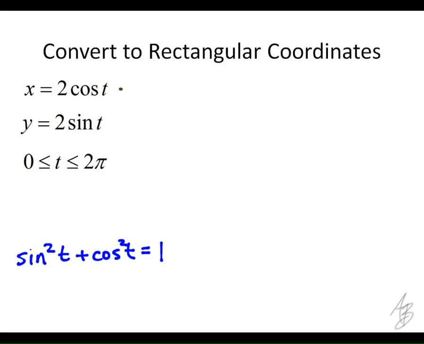I want to rewrite this as the cosine squared of t equals something. Because then whatever I get over here, I can plug it in down here for cosine squared of t. So what could I do? If I divide by 2 to get cosine by itself and then square both sides, I'm going to get x squared over 4 for this. You guys agree with that?